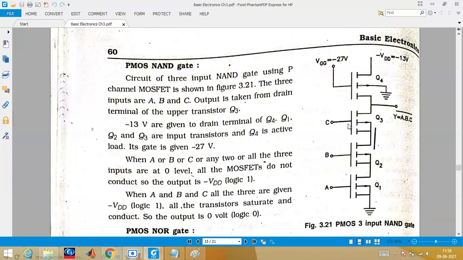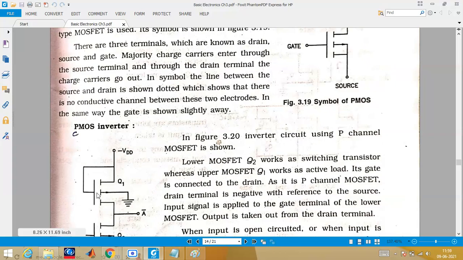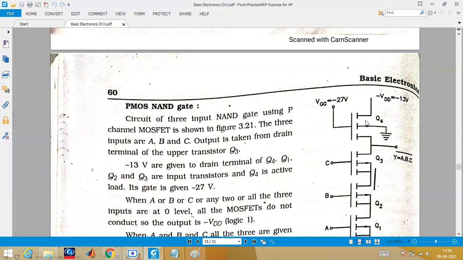Now the operations are similar here, but the only thing you have to remember is that in an inverter we directly connect the VG, the gate of the upper transistor or the pull-up transistor, to the VDD, but here you have to connect it to a lesser negative voltage. That means this will be minus 13, this will be minus 27 volt. Now let us try to explain the operation.